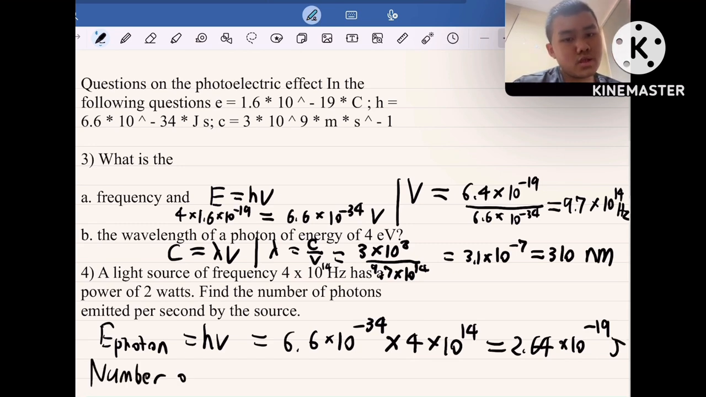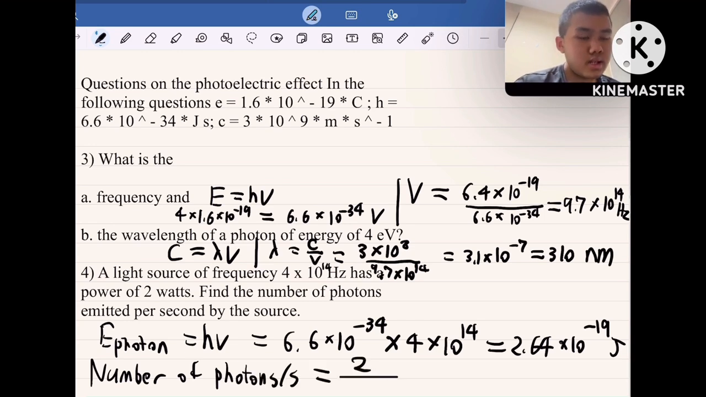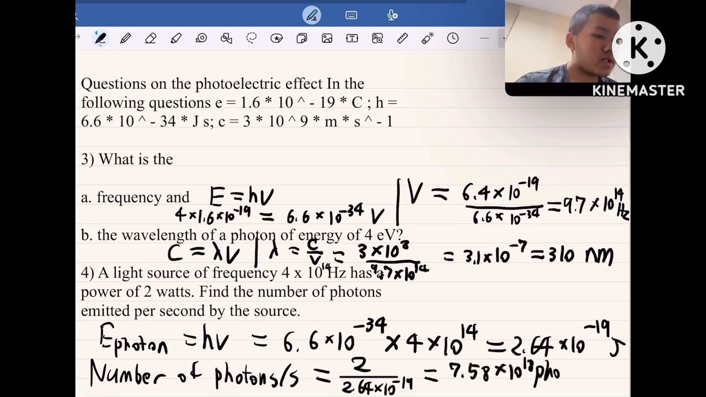Next we find the number of photons per second, and we use the formula P divided by E, and we get 2 divided by 2.64 multiplied by 10 power minus 19, equals 7.58 multiplied by 10 power 18 photons per second.